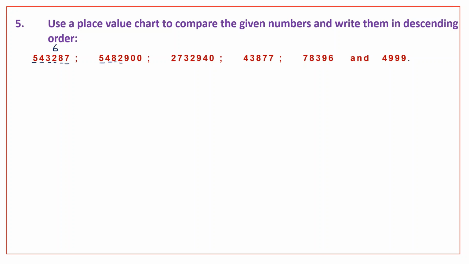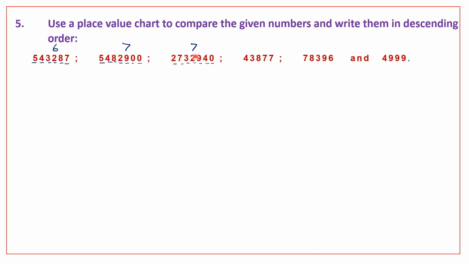1, 2, 3, 4, 5, 6, 7 digits here. 1, 2, 3, 4, 5, 6, 7. Here also 7, and the others are smaller, as you can see. They are smaller numbers. So our place value chart should have 7 columns.